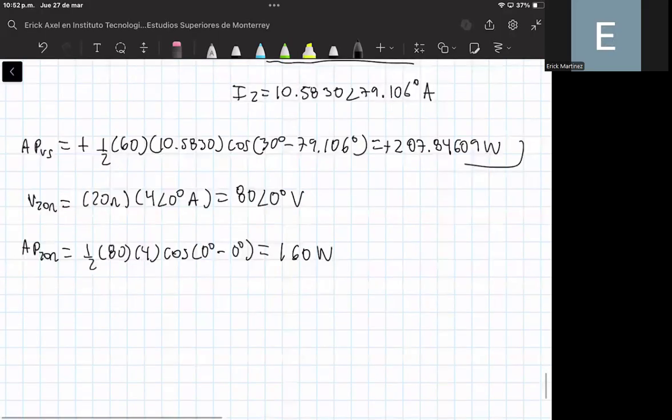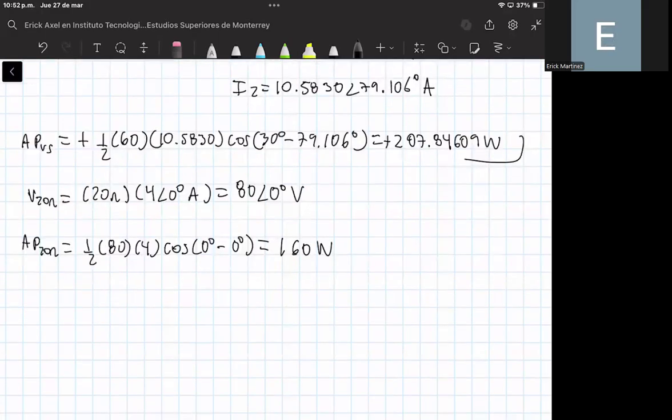In fact, you can notice that the phase angle difference in a resistor is always 0, okay? And the cosine result is always 1, okay? So you can multiply only the amplitude of the voltage and the amplitude of the current and divide that by 2, and you will obtain the average power of any resistor.